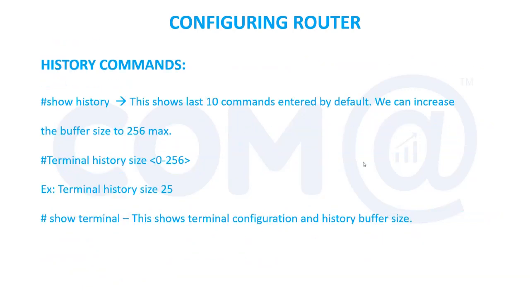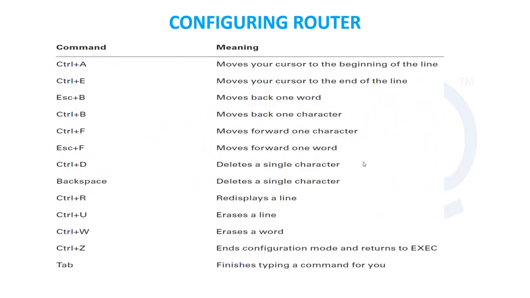History command. This is very useful because if I know a previous command, I can just press the up arrow or down arrow, get the command, and type it again. That is the history command. Maximum buffer size is 256 and terminal history size is 25. Minimum we can have is 10 also. So I can reduce to 10 instead of 25. These are the list of history commands. You can use it to go through it.